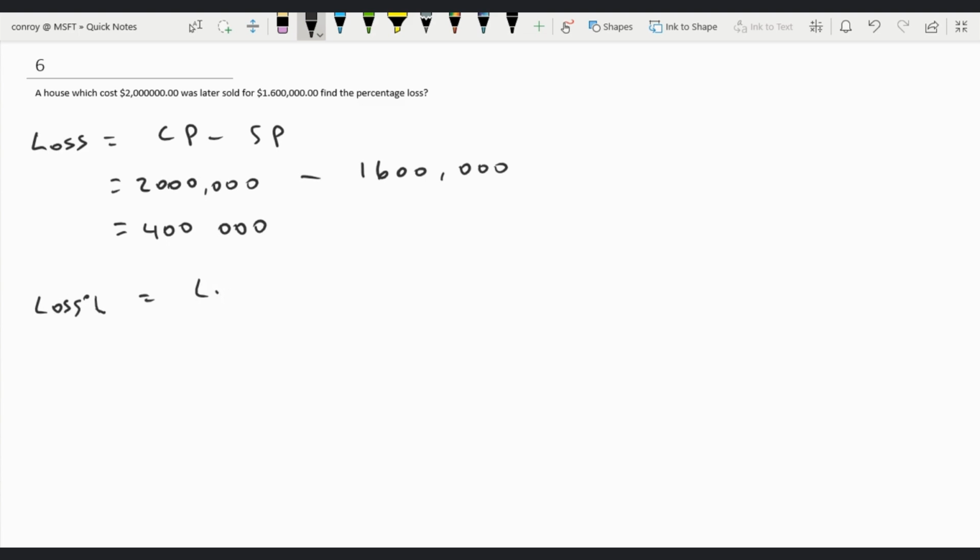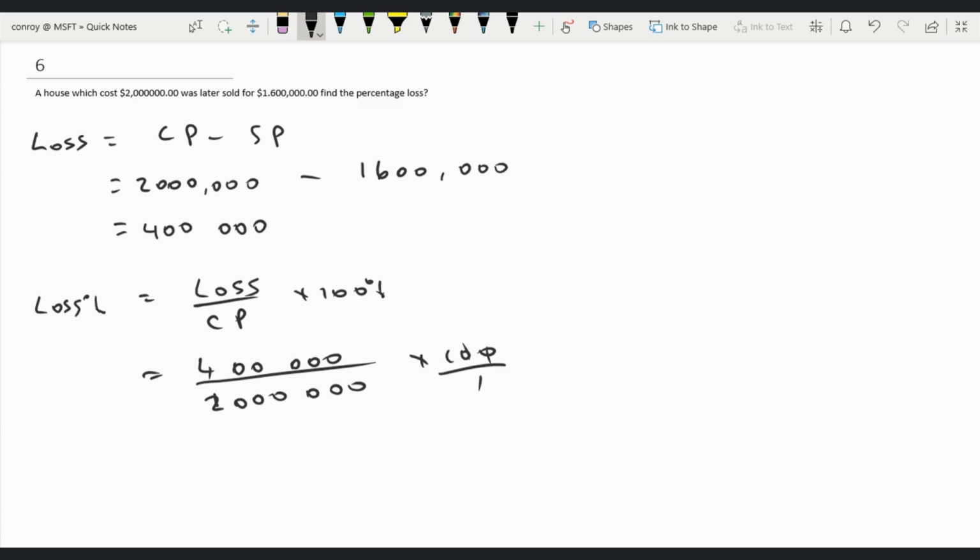The loss percentage is now equal to loss over CP times 100%. Quite similar to the profits. Canceling our zeros, we get 40 over 2, also equal to 20%.